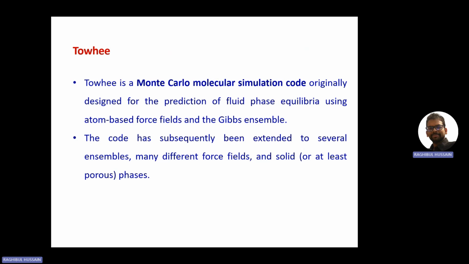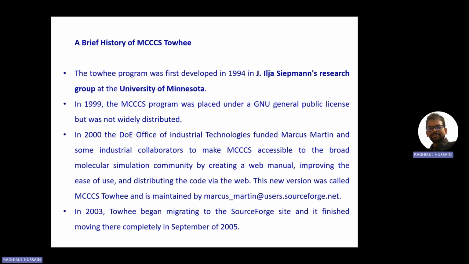As already discussed, this is an open source Monte Carlo simulation code. It doesn't run on Windows. We have to install it on a Linux system. It's freely available. Some history: it was developed at the University of Minnesota in 1994, and from 2003 onwards, it is available at SourceForge. From the SourceForge site, you can search MCCCS Towhee Monte Carlo simulation, and installation links are there. It is not a simple installation. You have to use commands for the installation of Towhee. All the commands are given in the installation instructions.